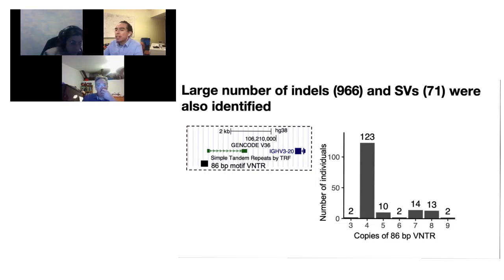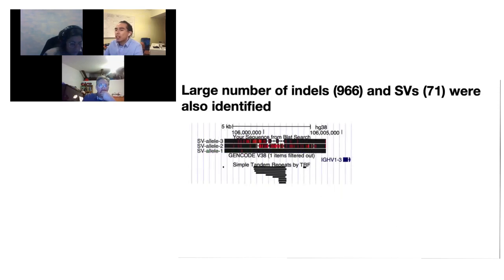Another example includes an expansion or contraction of larger tandem repeats. Here's a VNTR that has an 86 base pair motif that's 3 kb away from IGHV 3-20. Almost all individuals in the cohort contain 4 copies of this 86 base pair motif, but 15 individuals contain 8 or more copies. Other structural variation events are even more complex.